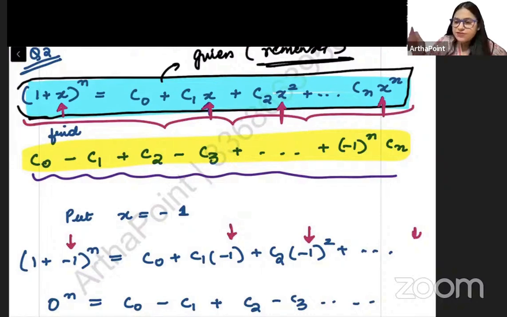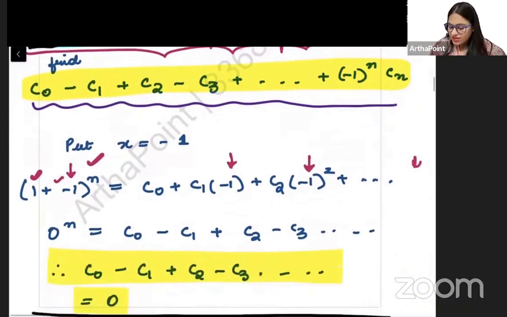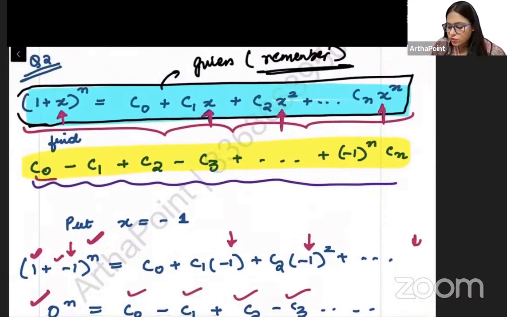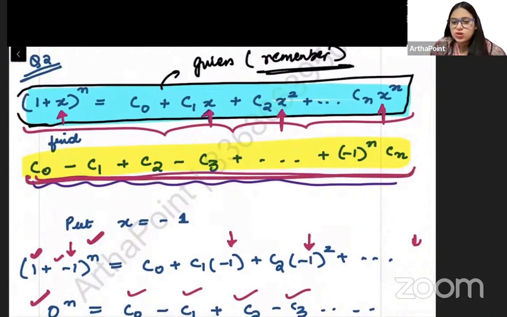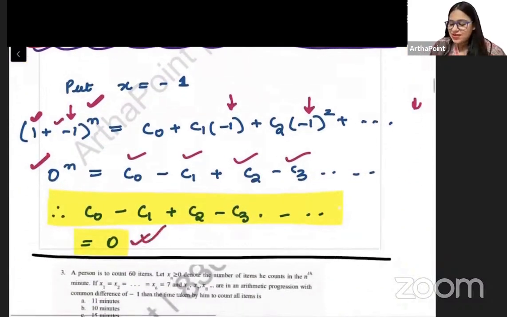Now, if I look at the left-hand side, this will give me 1 minus 1 to the power n, that means 0 to the power n, that means 0. So my left-hand side will become 0. And my right-hand side will become c0 minus c1 plus c2 minus c3 and so on. And this is what the question was asking me to find out. So its value will simply be 0. That's the answer to this question.